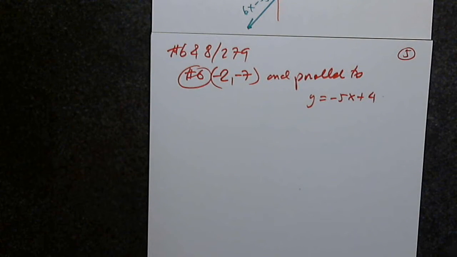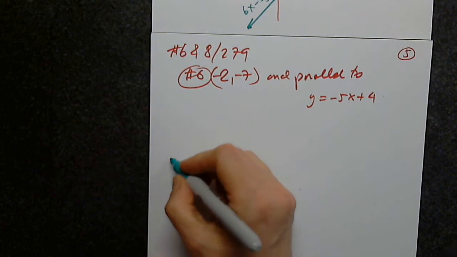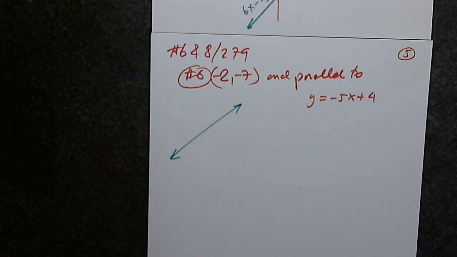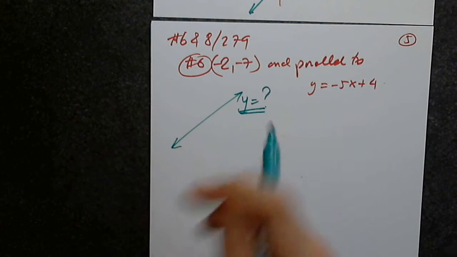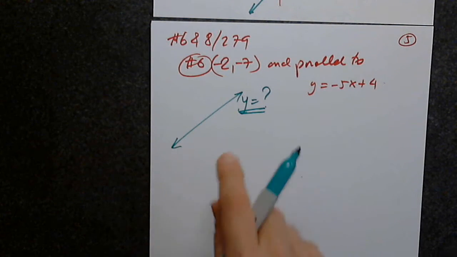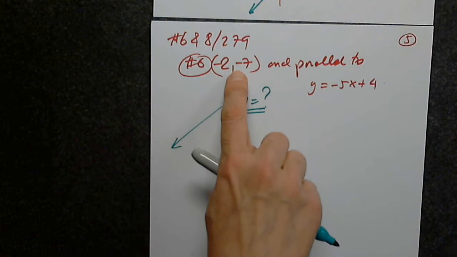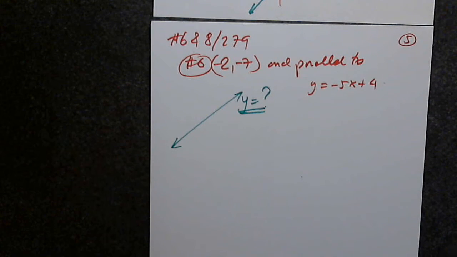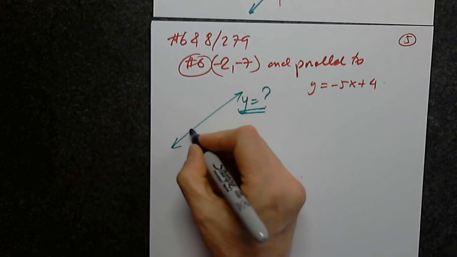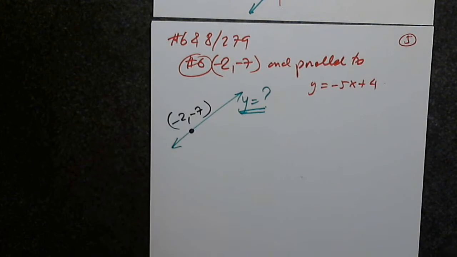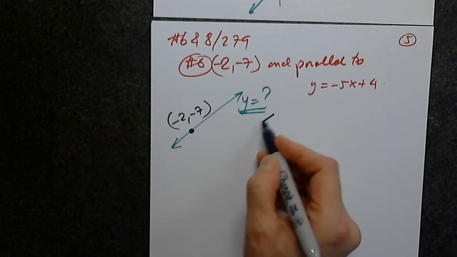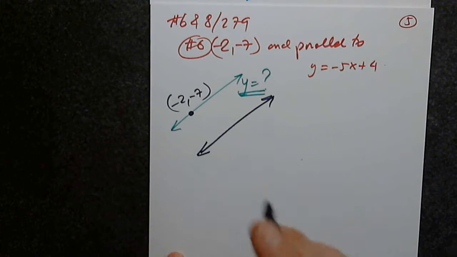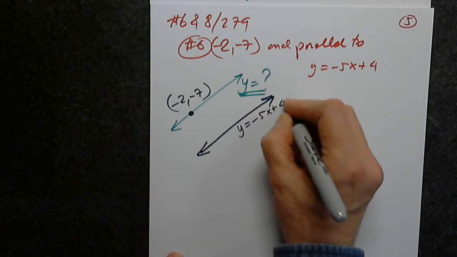Let me rephrase what it is asking us to do. We are told there exists a line. I'm not graphing the line per se, I'm just giving you the idea. There is a line whose equation is unknown, which I would like to find, and I have 2 pieces of information about it. It passes through this point, -2, -7, and at the same time is parallel to a line whose equation is given, y equals -5x plus 4.